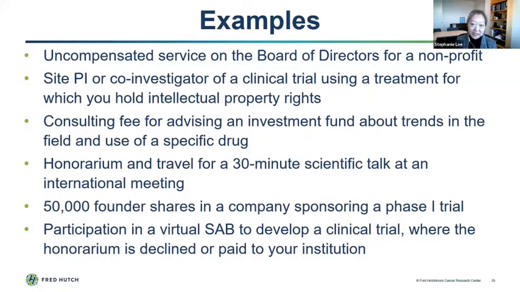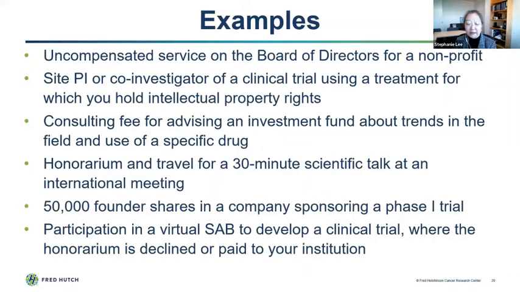What about participation in a virtual SAB, which is a scientific advisory board, to develop a clinical trial where the honorarium is declined or paid to your institution? Does it matter? I will say that we as clinical investigators get asked to do this a lot. It is something that I think is important because you have the content expertise. You can make sure that the trial is designed well, but it is, of course, a conflict. If you were paid more than $10,000, then you would not be able to be the site PI.